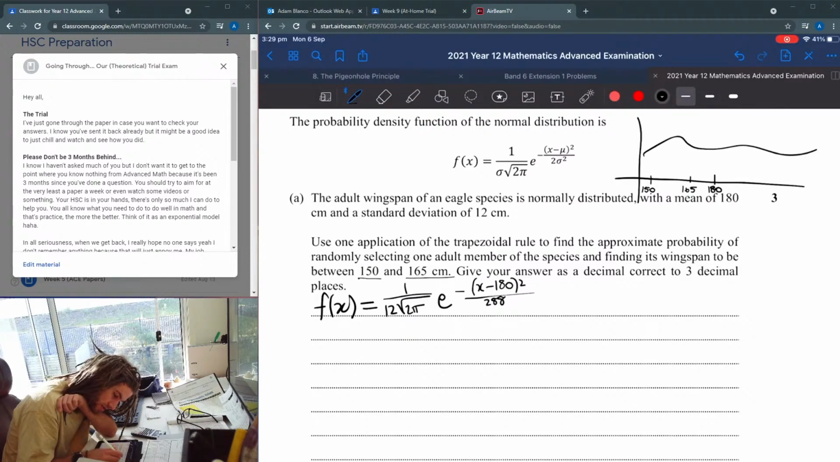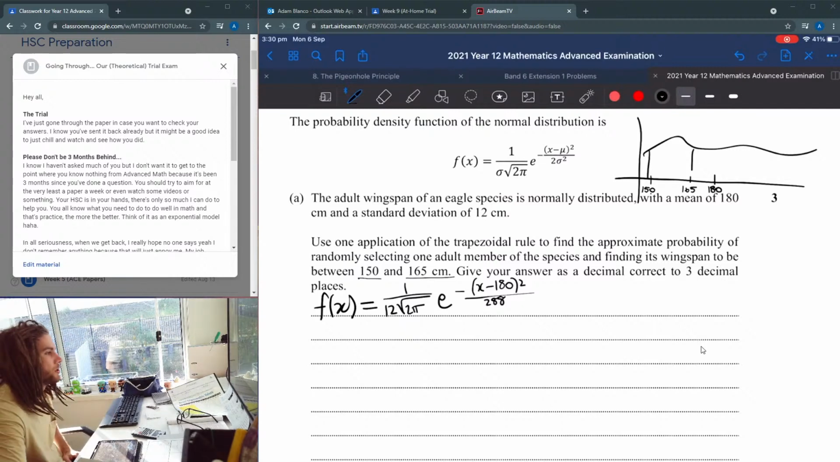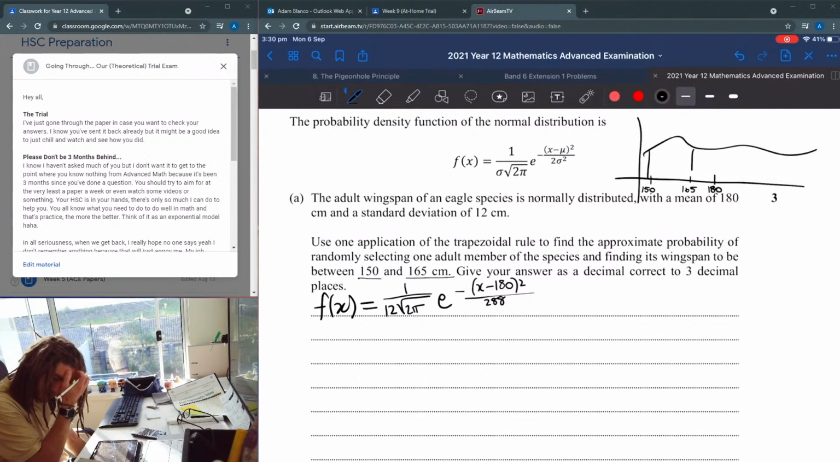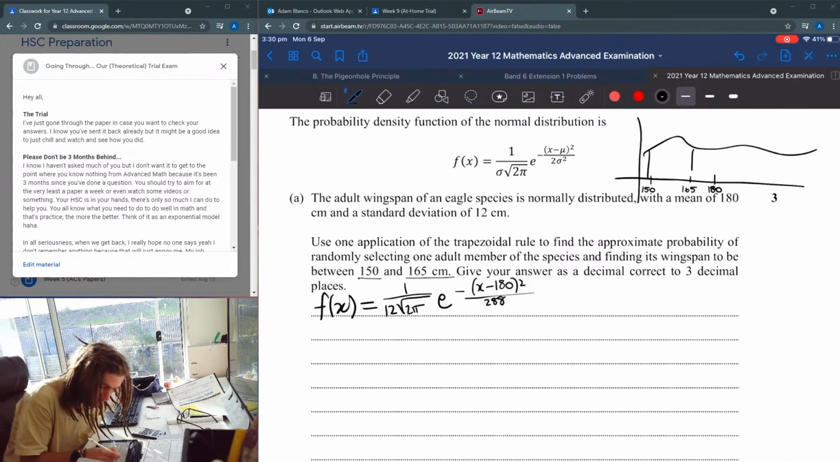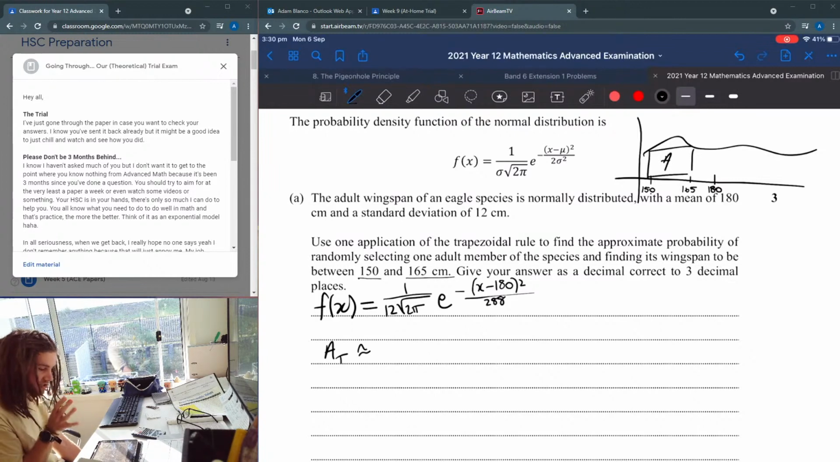So pretend this thing looks like this. We're trying to find this, well, one application of the trapezoidal rule. Now, it says one application, and it's only given us one width. So essentially, we're trying to find this area. Now, the trapezoidal rule, so the area of the trapezium, because it's only one application, it's only one width.